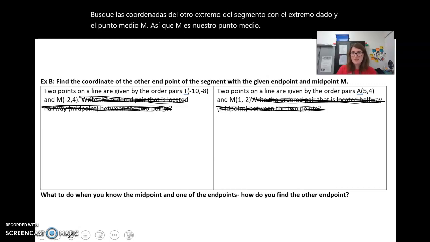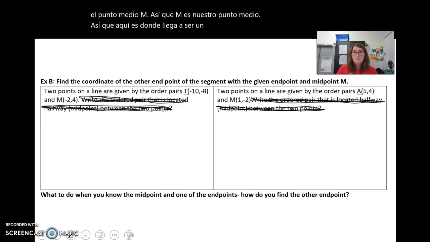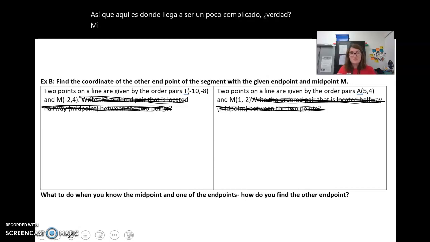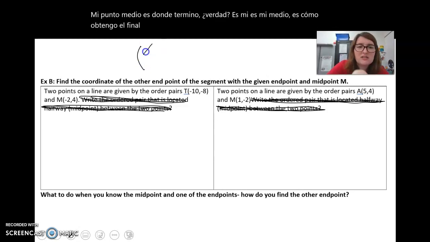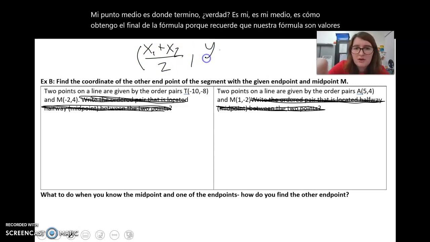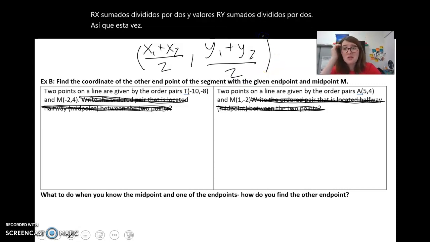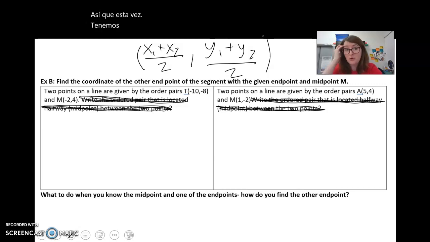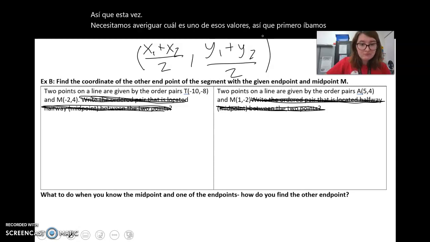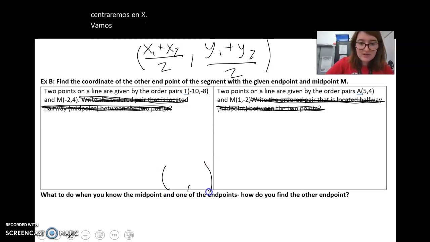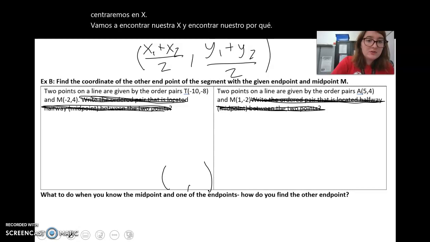So this is where it gets to be a little tricky, right? My midpoint is where I end, right? It's my middle. It's how I get the end of the formula. Because remember, our formula is our x values added together, divided by 2, and our y values added together, divided by 2. So this time, we need to figure out what is one of those values. We're going to find our x and find our y. So we're first going to focus on x.